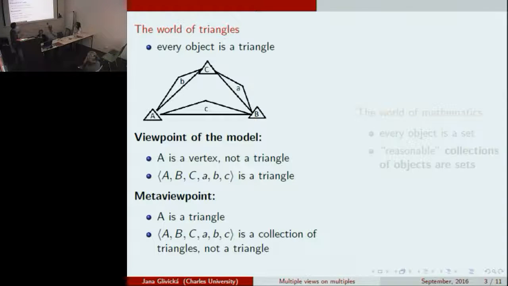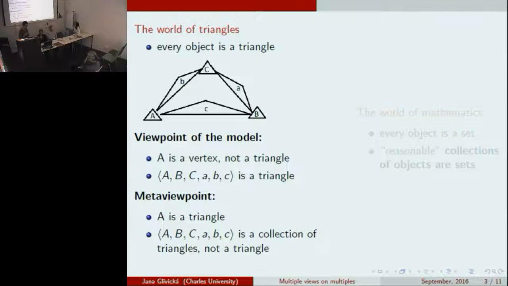But from the meta viewpoint, from the viewpoint of us, A is a triangle. You can all see that A is a triangle. And the 6-tuple is just a collection of 6 triangles. It's not a triangle. You know, it's kind of a cheaty triangle, but it's not a real triangle.